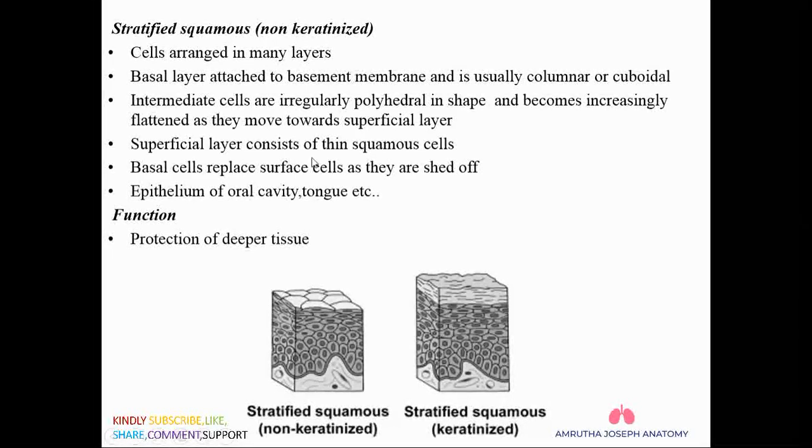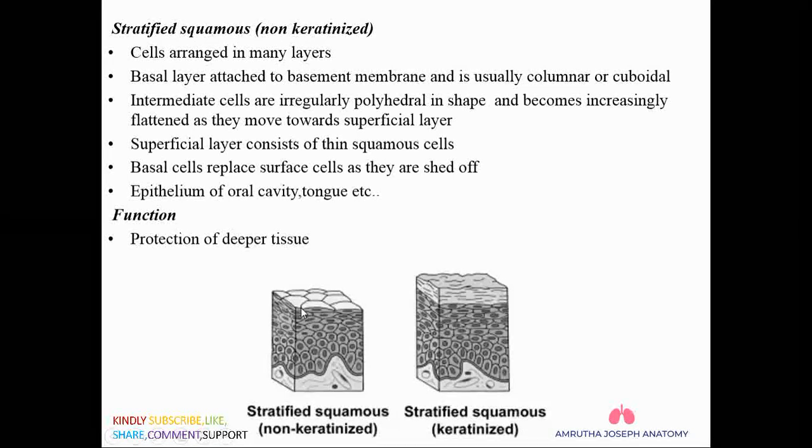Now the superficial layer consists of a thin squamous layer, as we said already. Basal cells replace surface cells as they are shed off. So this shows the replication ability of the stratified epithelium. The cells slowly start moving from base to top. From the basal cell layer, initially columnar, they slowly migrate to the top as polyhedral, then round cells, then flat. So there is mitosis that can happen here at this level.